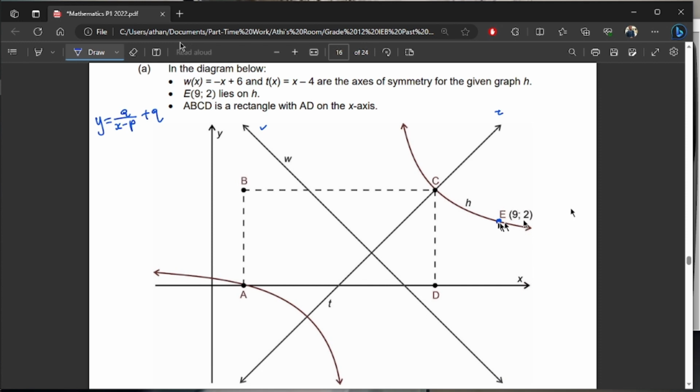ABCD is a rectangle with AD on the x-axis. I think at some point they're going to ask us for this distance, the distance of AD. They can't just give us that without asking. That's my assumption; we'll see when we get to the questions. So the statement corresponds to the graph.